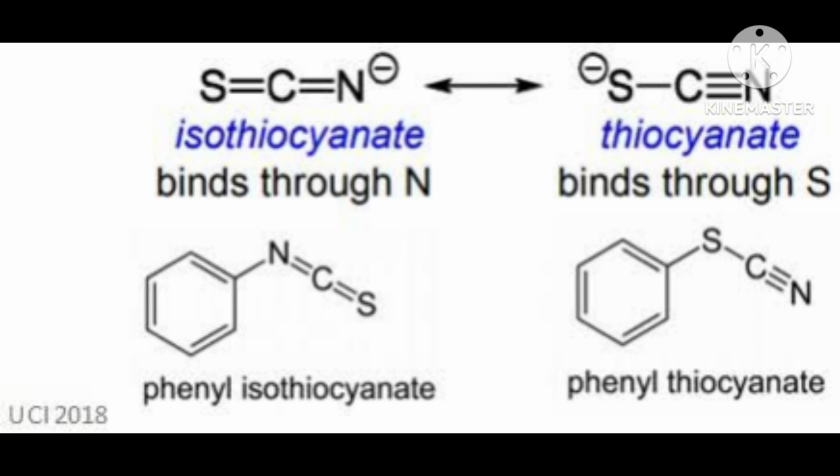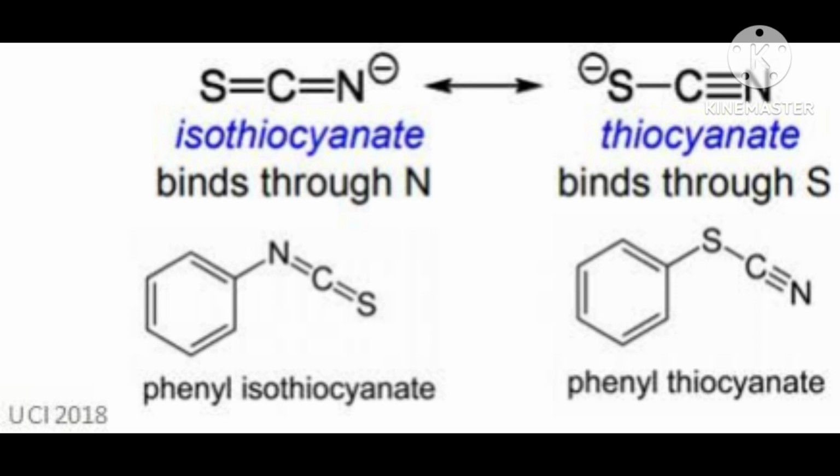The nitrite ion can coordinate either through nitrogen or through oxygen to a central metal atom or ion. Similarly, SCN 1 minus can coordinate through the sulfur or nitrogen atom. Here I want to tell you two terms, thiocyanato and isothiocyanato. When will you say thiocyanato and when will you say isothiocyanato?